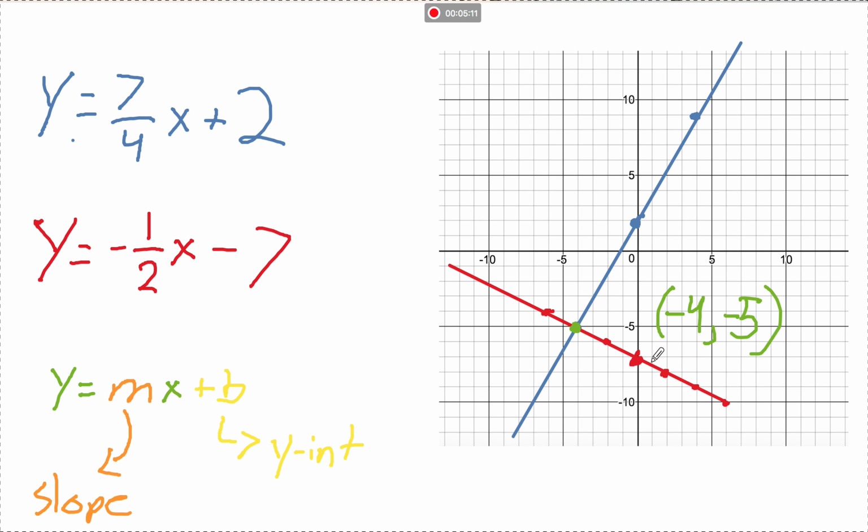Okay, so that's how we solve this system by graphing. You can always check it by plugging negative 4 in for x and negative 5 in for y. And if you solve it out, they should be equal.